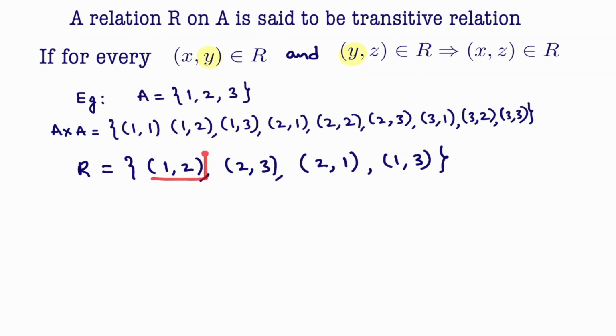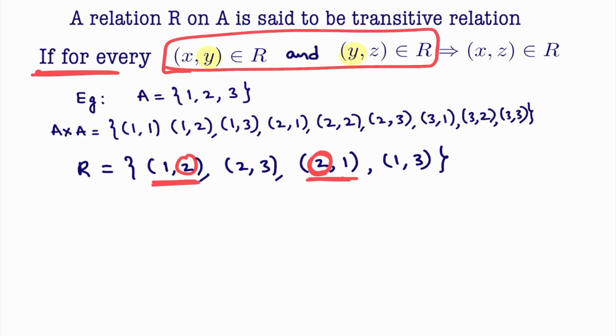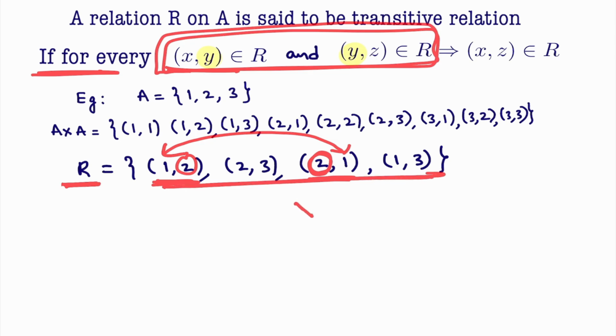So here, what happened? This ends with 2, this starts with 2. Yes, checked here. Now you can observe this ends with 2, this one also starts with 2. So this is also like x comma y, y comma z. For every such ordered pair you need to check. Okay, 1 comma 2, 2 comma 1. In this case, what is x comma z? X comma z is 1 comma 1. Is 1 comma 1 there in this relation? No. 1 comma 1 is not there in this relation. So because of this example, you can say that this relation is not transitive.